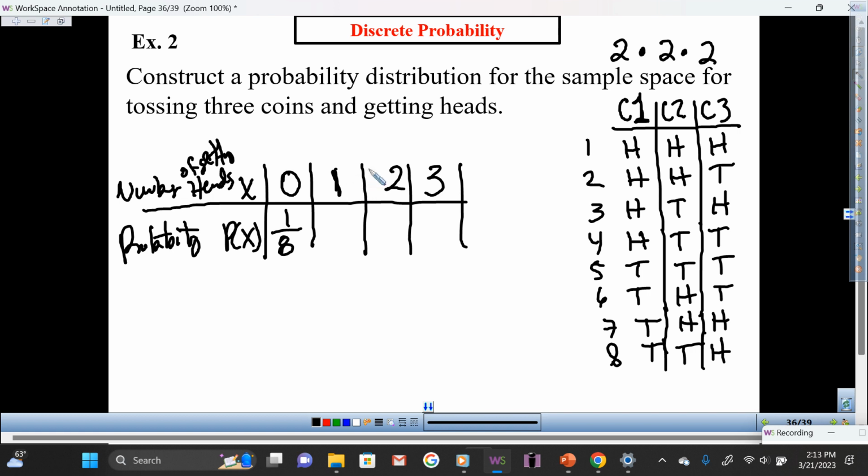Check it out with your neighbor. Only 1 head. Let's see, in case you don't see it. 1 head, let's see, no, this one has 3, 2, 2. Here's 1, 2, and 3. So what do we write, everyone? 3 out of 8. That is correct. All right. Fill in the other 2, please, and then double check to make sure it is a discrete probability distribution.